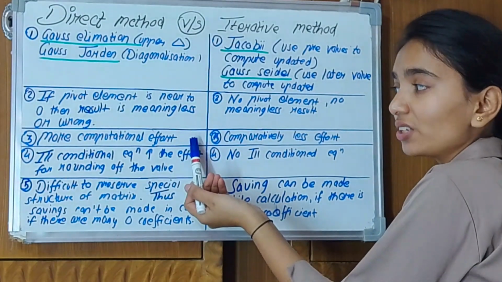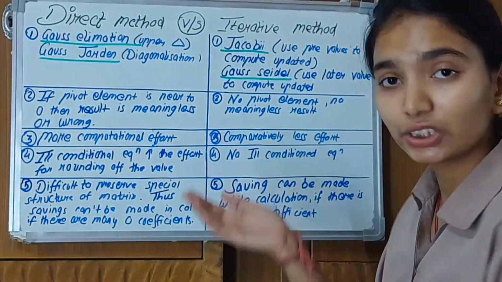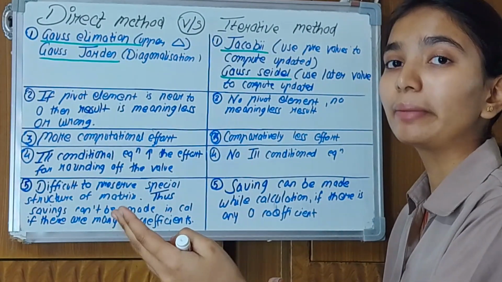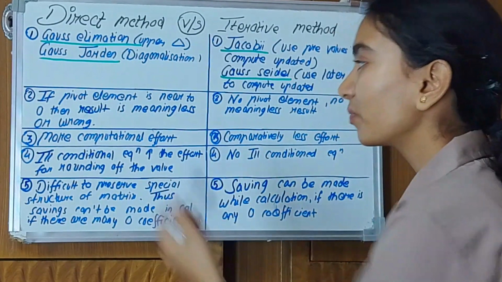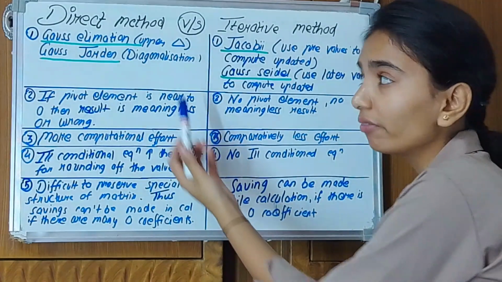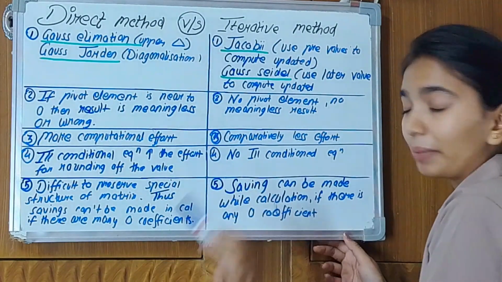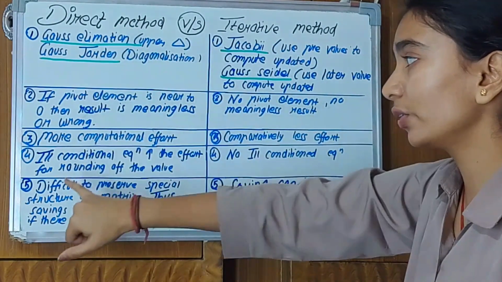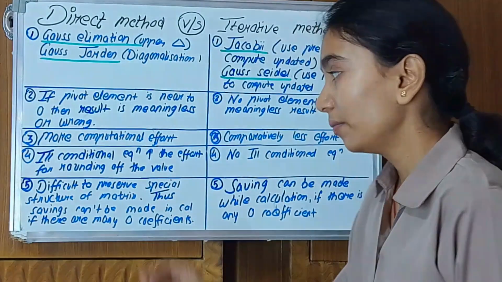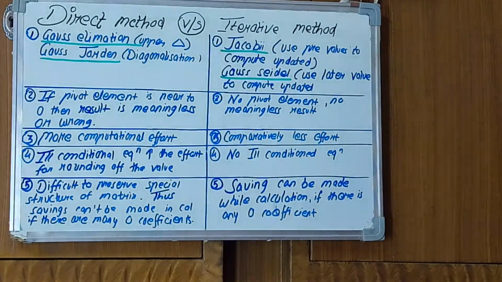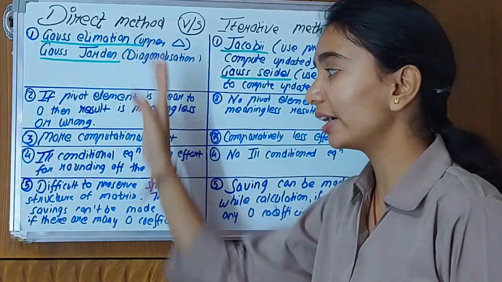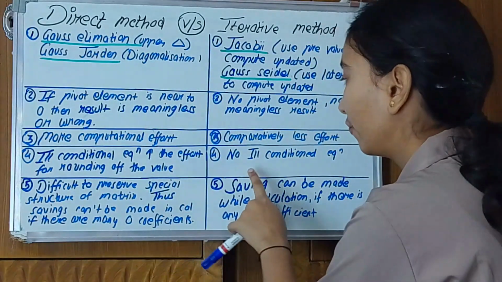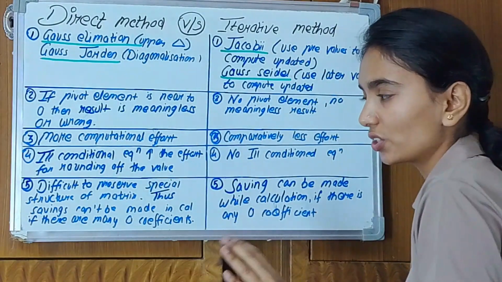Here, more computational effort is involved, because if it is an ill condition equation then first exchange the rows, make the pivot element 1, then with the pivot element make the lower triangle 0. So more computational effort is involved in the direct method, and comparatively less effort is involved in the iterative method. In the direct method we know ill condition equations can occur, and obviously this increases the effort, whereas in the iterative method no ill condition equations occur.